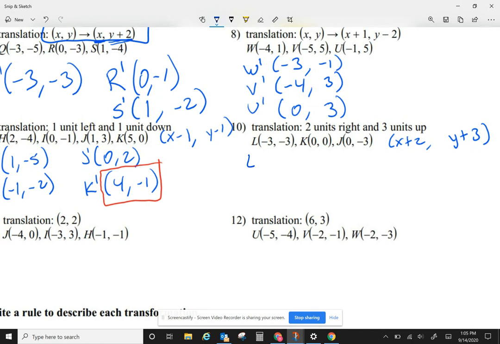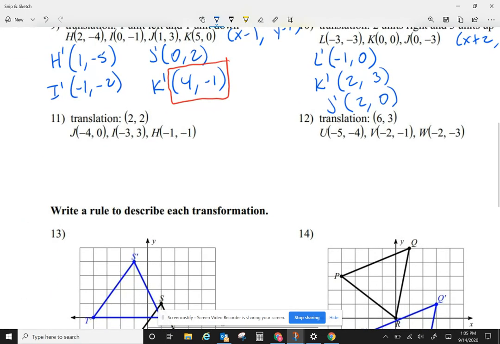If I'm getting the coordinates of L prime, my result should be -1, 0. If I'm getting K prime, my coordinates in this case should be 2, 3. And J prime, my coordinates should be 2, 0. For each x value, I added 2. For each y value, I added 3. That's simple. I can also give it to you guys as questions number 11 and 12.